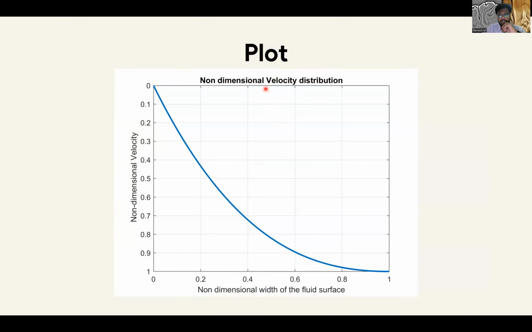When we non-dimensionalize the velocity with the maximum velocity, we get this plot. So this is what we expected. Since the flow is vertical in nature, the flow velocity will be zero at the wall and maximum at the free surface, and it varies parabolically. So yeah.